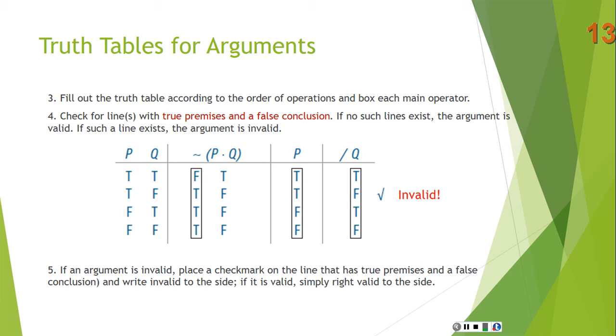Okay, so we did step 4, we checked for lines with true premises and a false conclusion. If no such lines exist, the argument is valid. If such a line exists, the argument is invalid. Such a line exists. So for step 5, if an argument is invalid, place a check mark on the line that has true premises and a false conclusion. Check. Line 2 has true premises, true, true, and a false conclusion, false. And you write invalid to the side. And if you want, you could put an exclamation point: invalid!